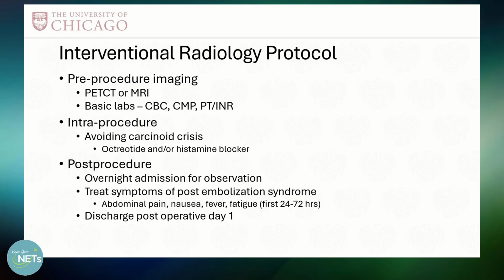During the procedure, we may administer some octreotide and/or histamine blockers to avoid any carcinoid crisis, which refers to flushing or wheezing that can come from release of vasoactive peptides. And then post-procedure, we keep people overnight. This is usually to treat any symptoms of post-embolization syndrome, which refers to abdominal pain, nausea, and low-grade fever that usually lasts 24 to 48 hours post-procedure. Most people leave the first day after the procedure.